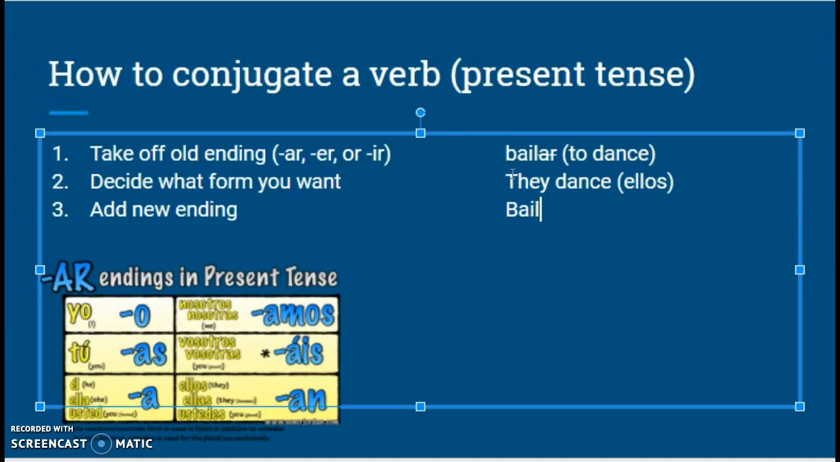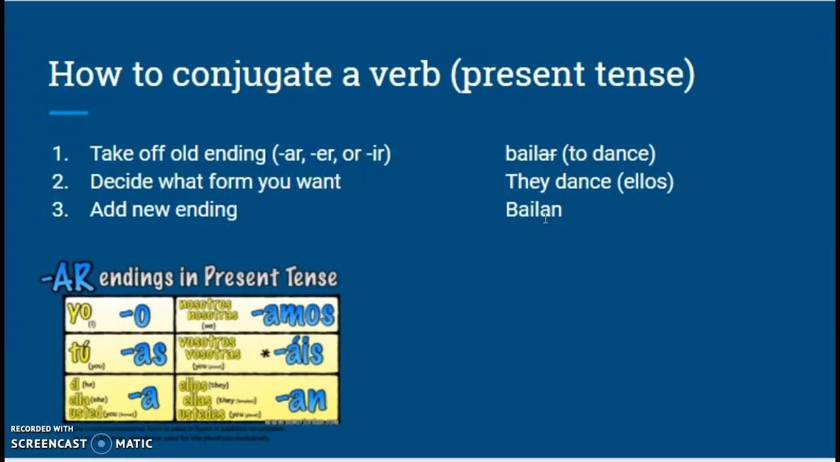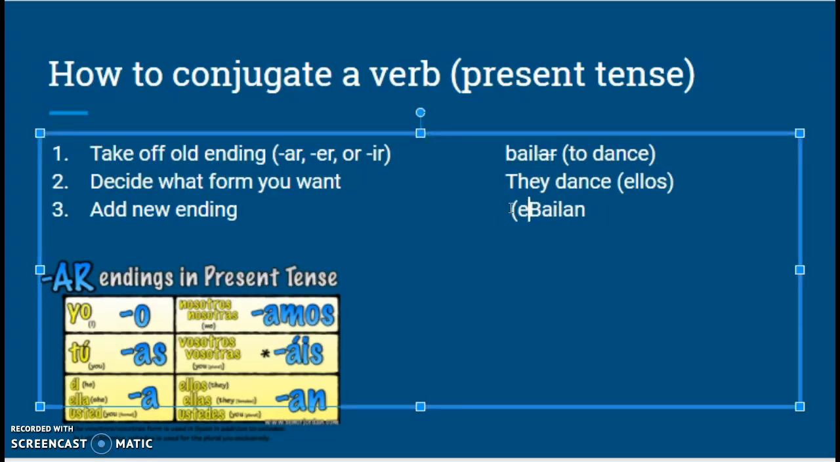I just have BAIL left from up here. My new ending is going to be AN, so bailan. So that means they dance. Ellos bailan. I could include ellos here if I choose to, but I'll put it in parentheses since it's optional.